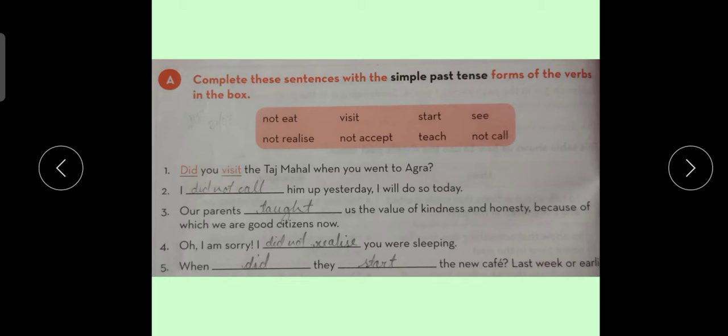Sentence number 3. Our parents taught us the value of kindness and honesty, because of which we are good citizens now. Sentence number 4. Oh, I am sorry. I did not realize you were sleeping. This sentence belongs to the negative category. That's why we have used did not and the first form of the verb. Sentence number 5. When did they start the new cafe? Last week or earlier? In sentence number 5, the sentence is interrogative. That's why we have used did and the first form of the verb start.